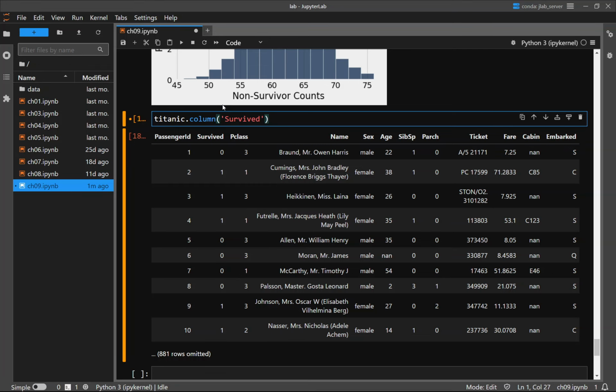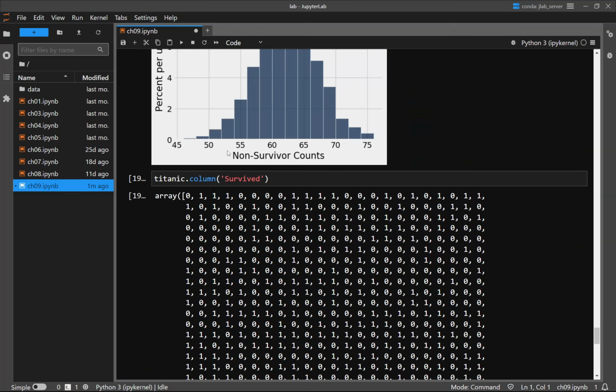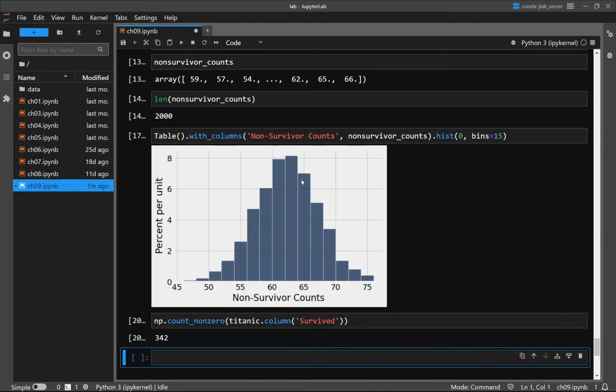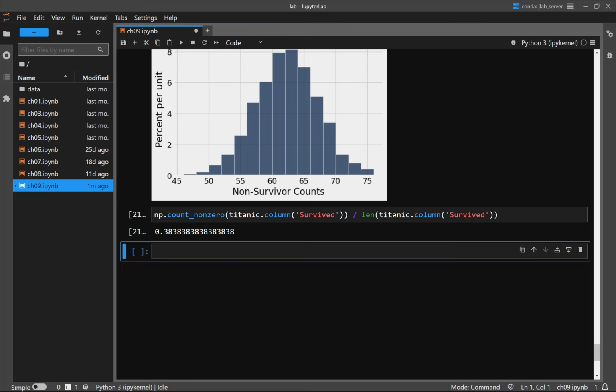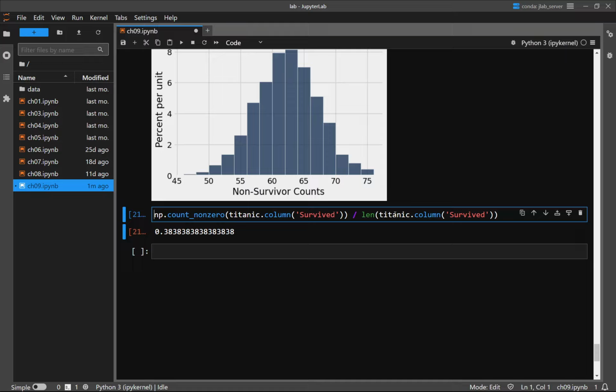You can ask, here's all the survivors and non-survivors. You can count non-zero that, right? np.count_nonzero. So here's the number of Titanic survivors, 342. You can divide by the length, how many people were on the Titanic, like the length of that column, maybe. That's the quick way to do it. Or like the number of rows in the table, either way. So that's the percentage of survivors.